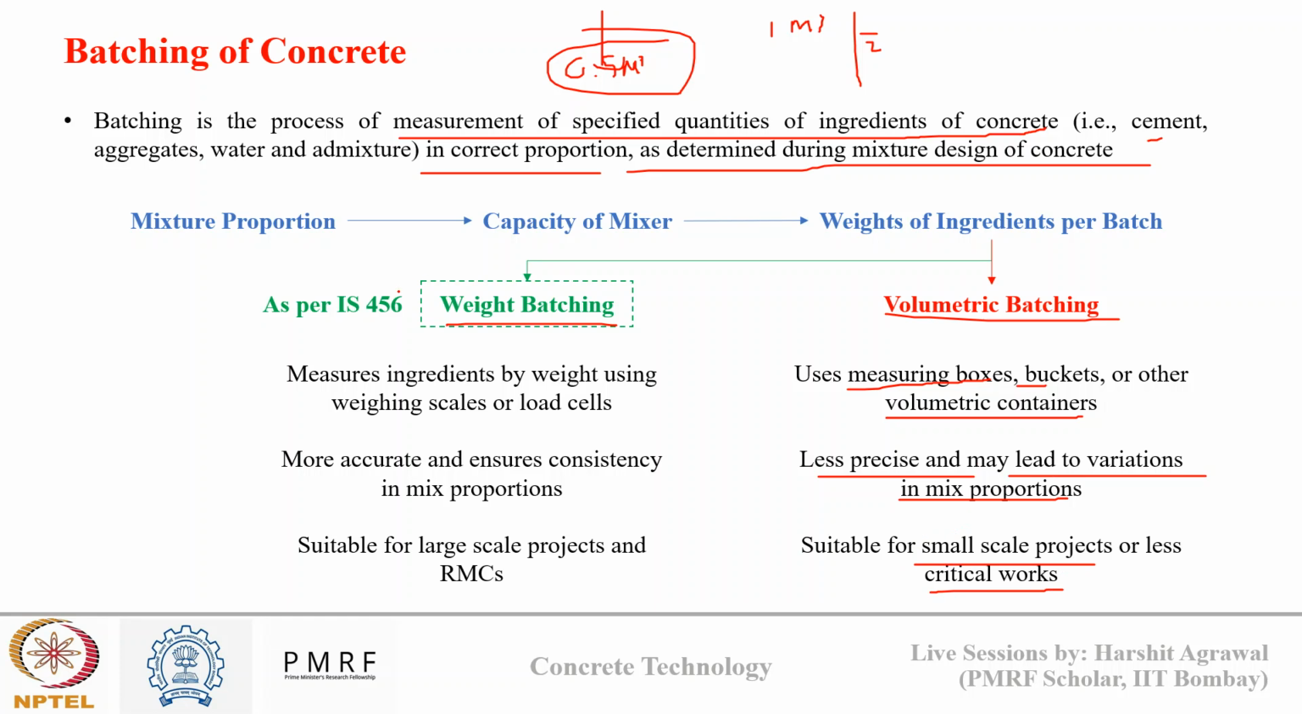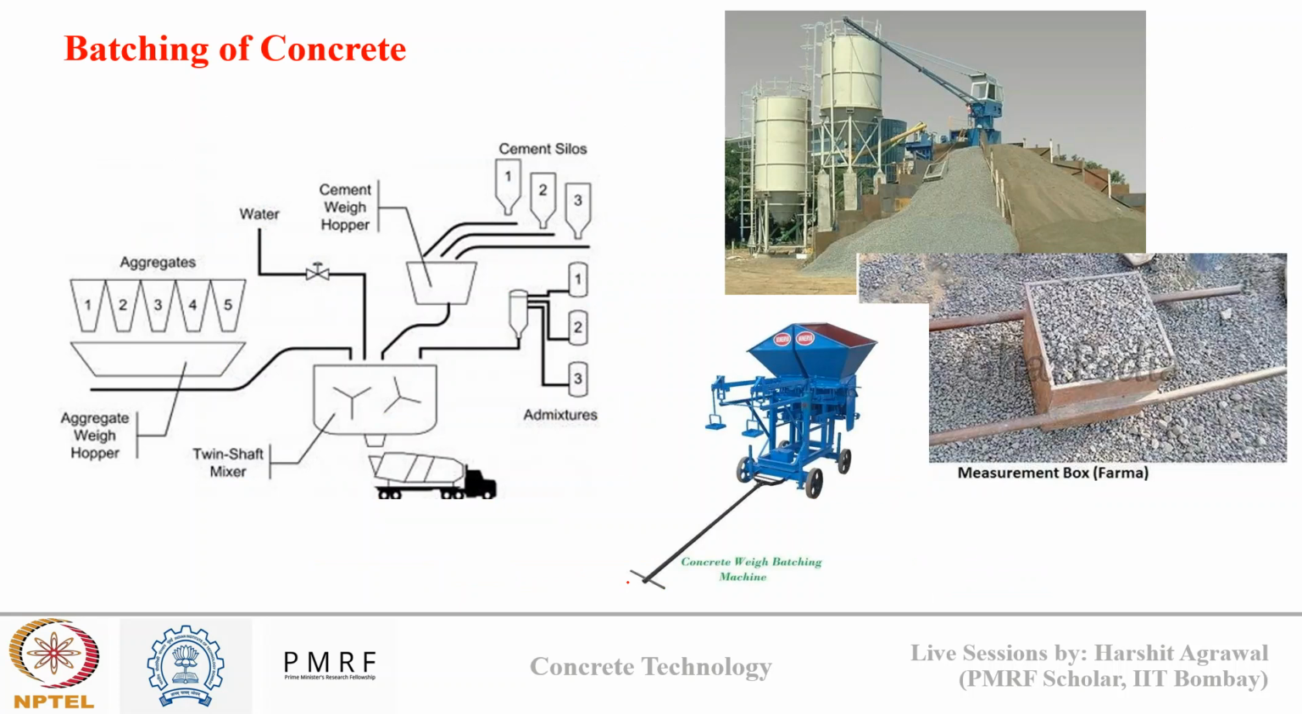On the other hand, weigh batching, which is actually recommended by IS 456, should be used. We measure ingredients here by taking weight using a weighing scale or load cell, and this is more accurate and ensures consistency in mixed proportions, and thus it is suitable for large scale projects and RMCs.